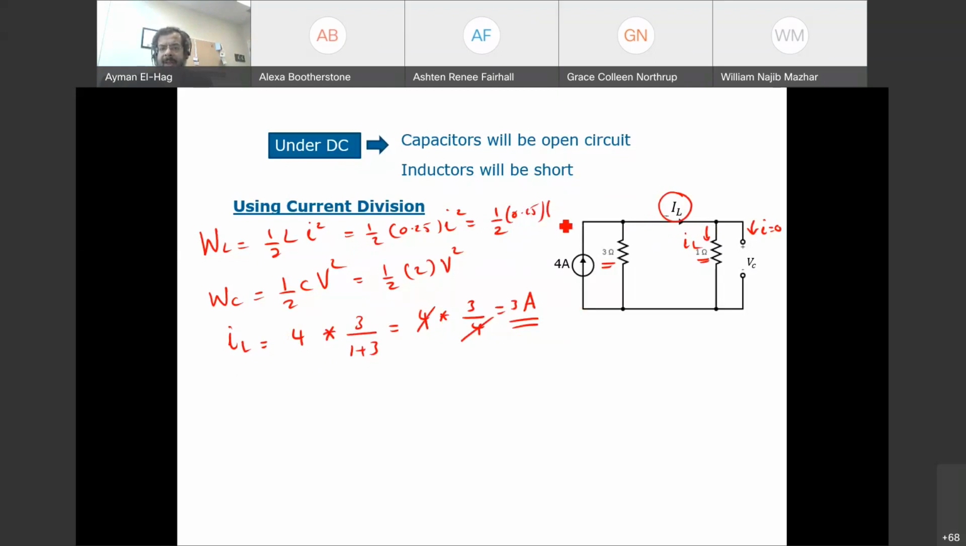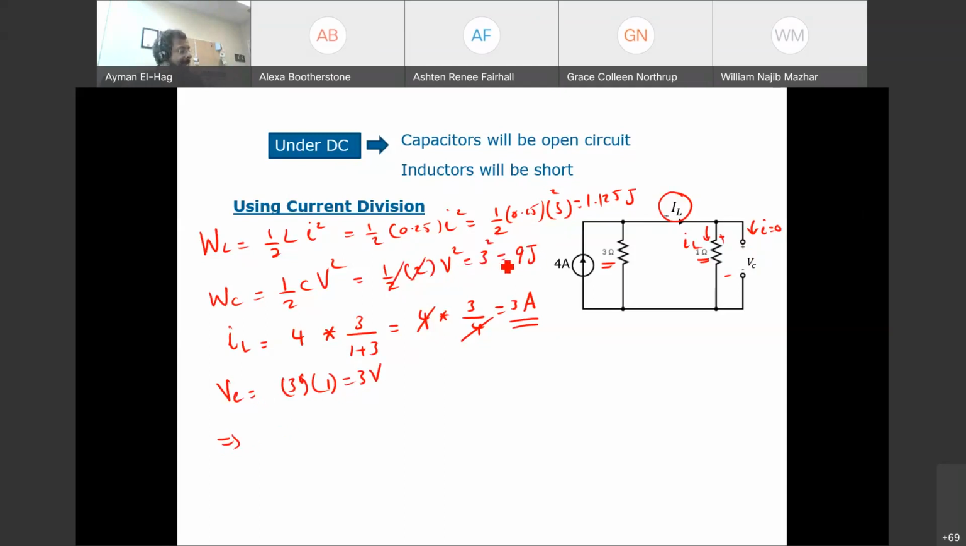0.25 times 3 squared, and from this we get 1.125 joule. Now this voltage is the same as this voltage because the open circuit is in parallel with this 1 ohm resistance. So what is the voltage here? The voltage here, VC, is nothing but this current, which is 3 times 1, which is equal to 3 volt. And from here, this will cancel, so this is equal to 3 squared, or 9 joule.